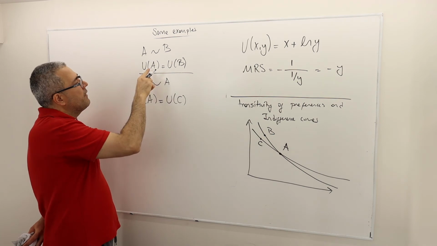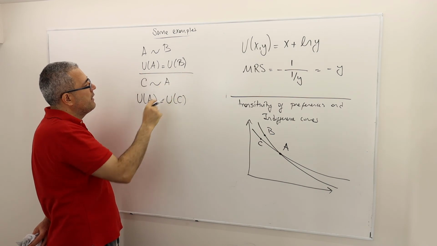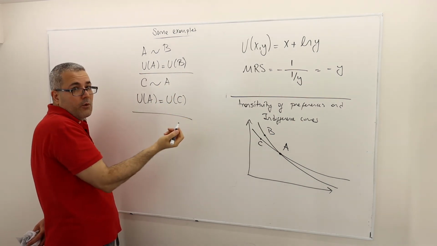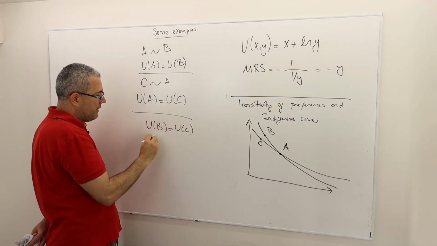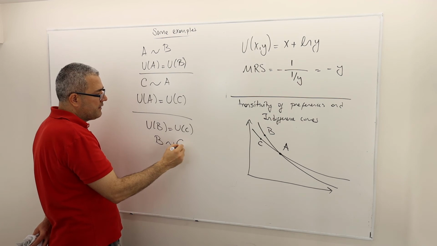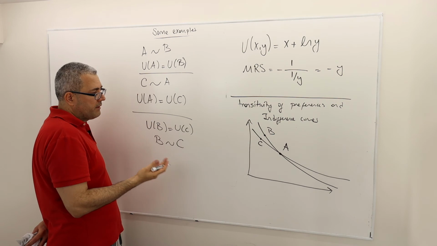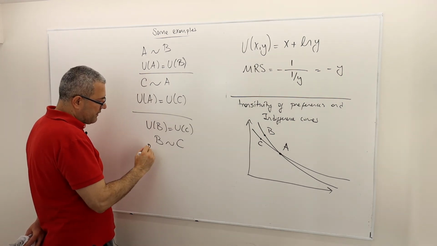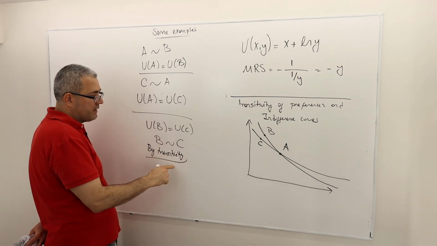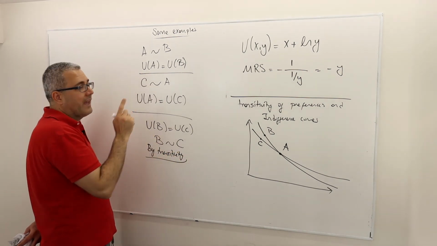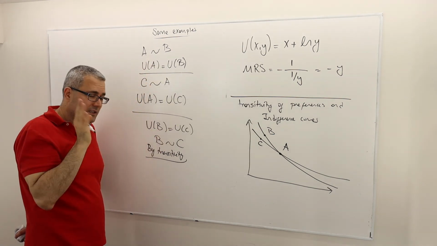Well, look, these are real numbers, right? If the real number UA equals UB and UA is equal to UC, therefore, by logical deduction, UB has to be equal to UC. What does that mean? That means B and C must be indifferent, right? But the thing is, this is by transitivity. Don't forget that, by transitivity. Because of the transitivity assumption, all right? Again, because of the transitivity assumption, I can represent that. That's very important.